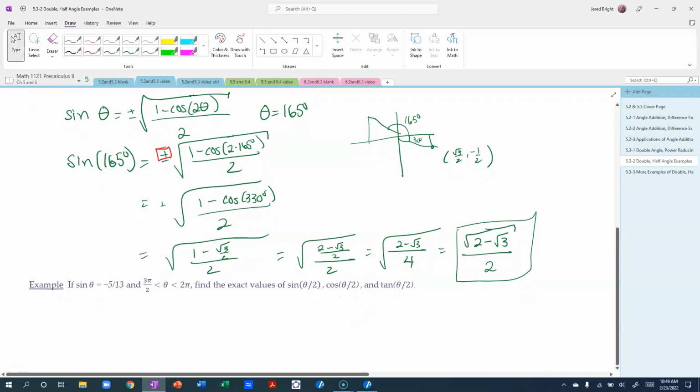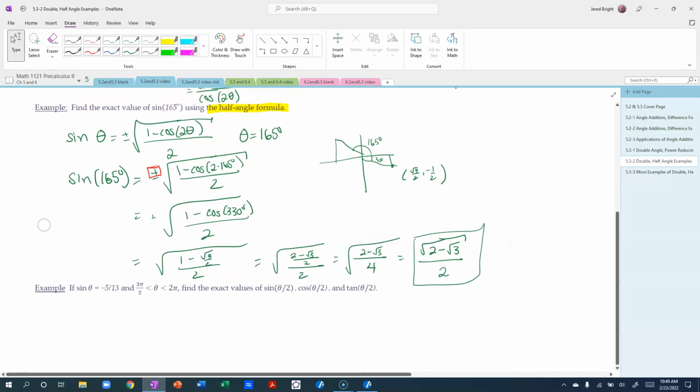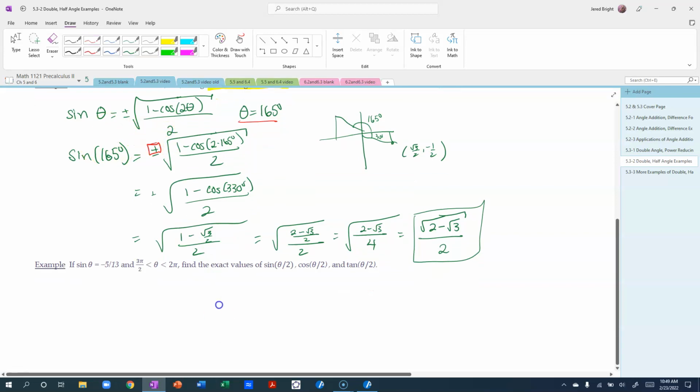Okay, so key steps here. First, if you have to use a half angle formula, you have to use it, but what are the numbers that you use? So what is this 165? Is that theta or 2 theta? Once you do that, then go through the formula, distinguish whether you have a plus or a minus, and then carry through with the arithmetic.